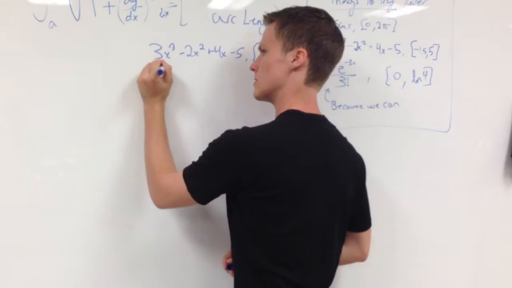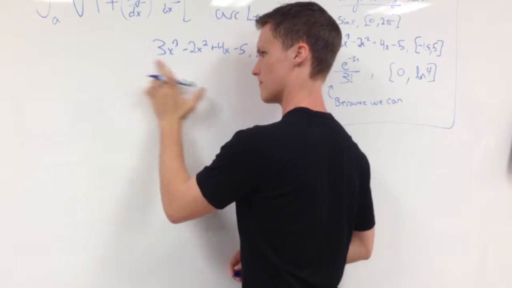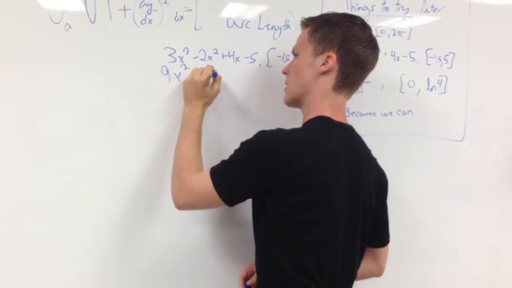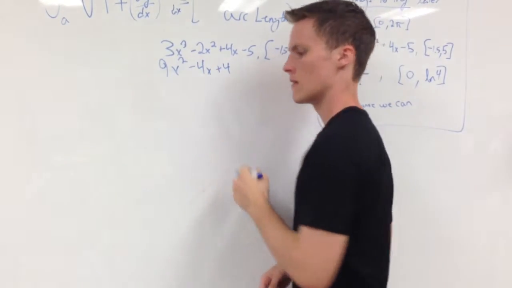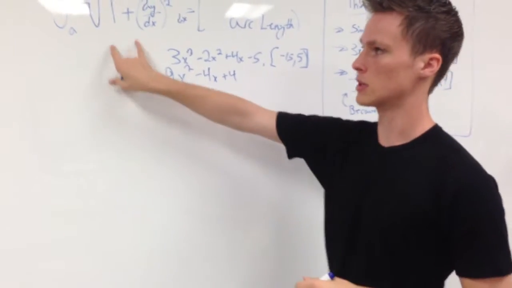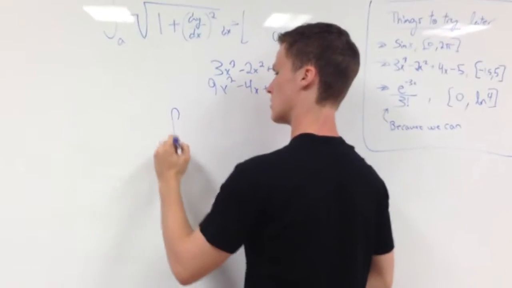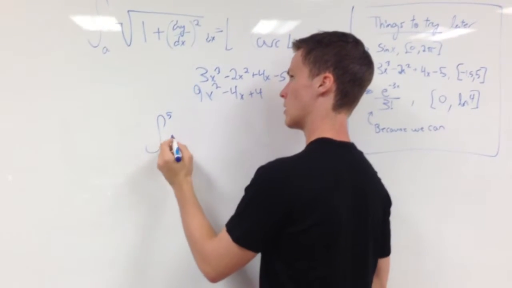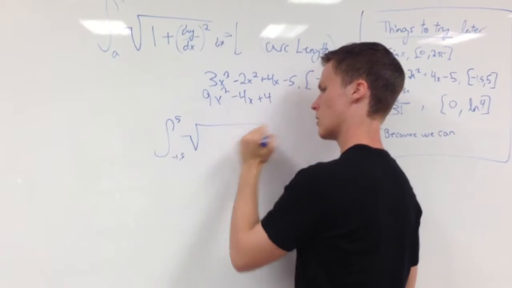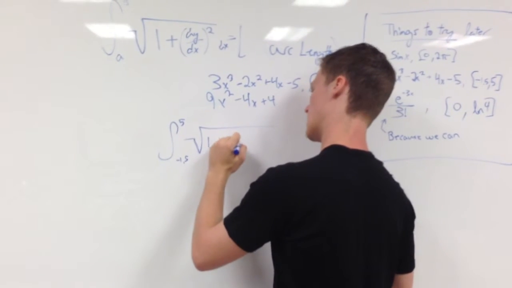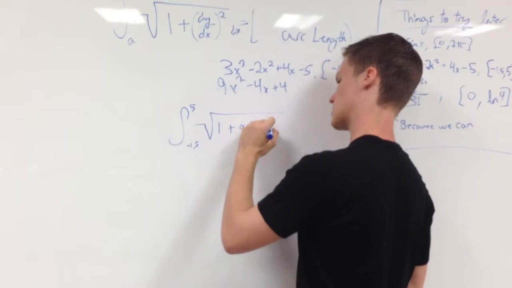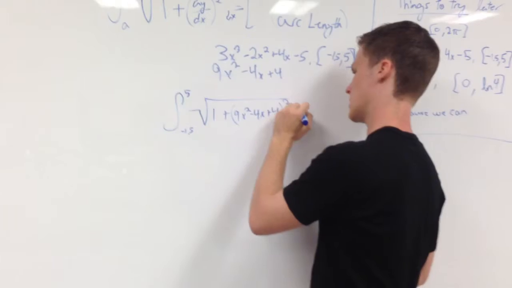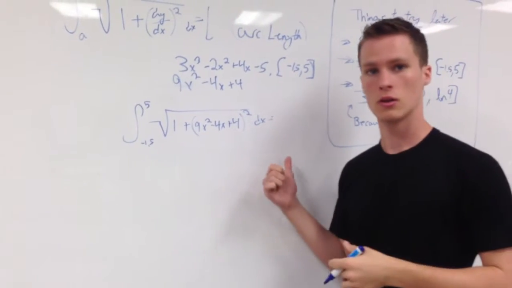Now, the derivative is 9x squared minus 4x plus 4. So, now you're going to plug that into here. So the integral from negative 1.5 to 5 of the square root of 1 plus 9x squared minus 4x plus 4 squared dx is equal to your value.